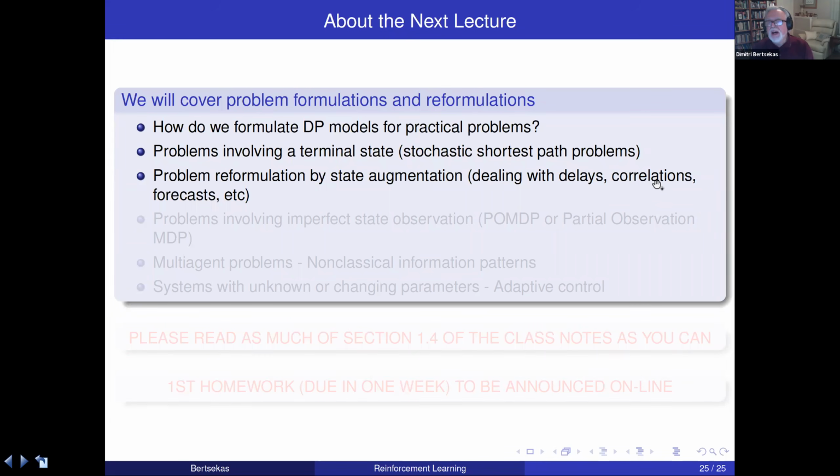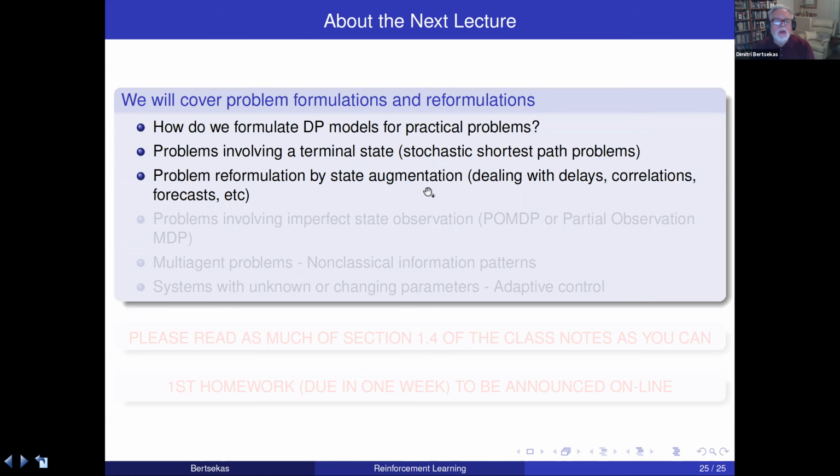The disturbances are assumed to be uncorrelated, in the sense that the probability distribution of WK depends only on XK and UK, but not on WK minus 1, WK minus 2, and so on. Correlations are common in practice, and we can deal with them by means of this technique of state augmentation.